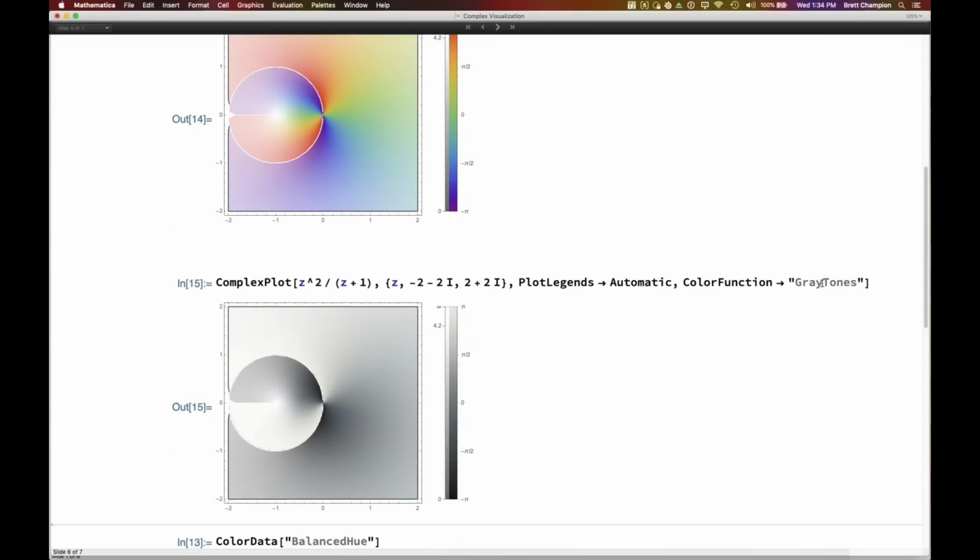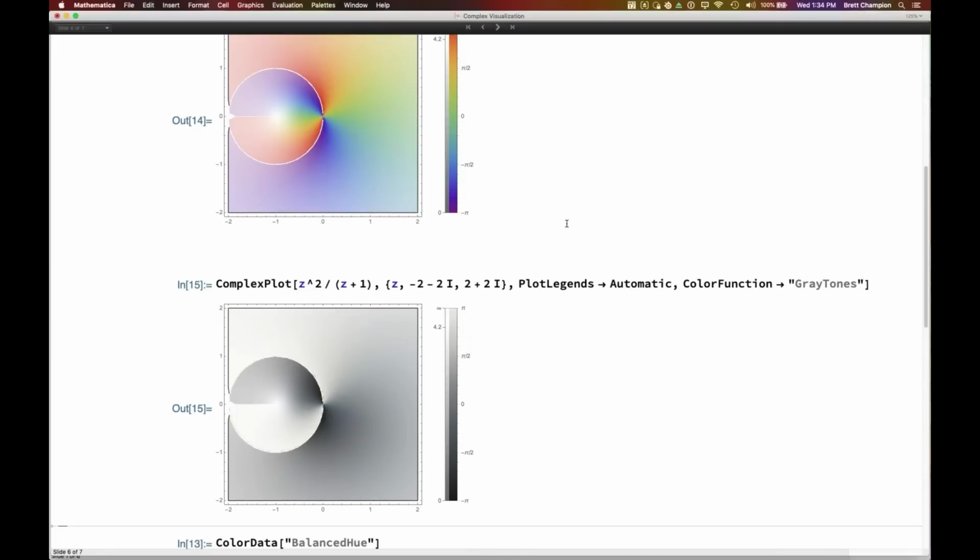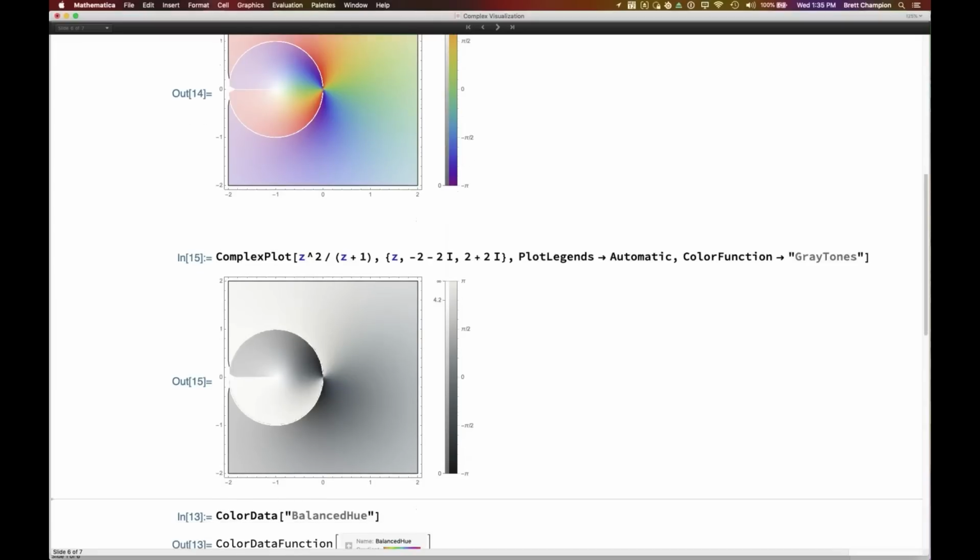In particular, gray tones might be better for purposes where you're doing black and white reproduction, or you want to be especially considerate of people with not full color discernment. And so that's a possibility.